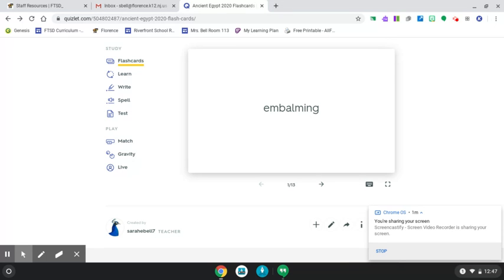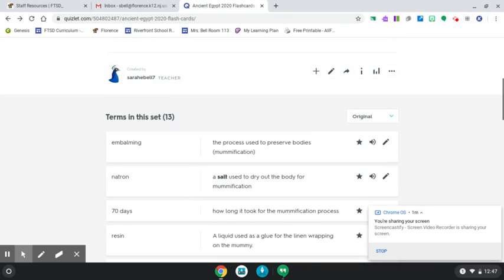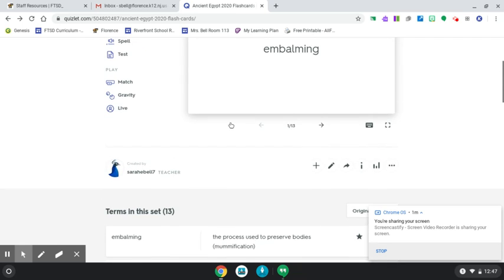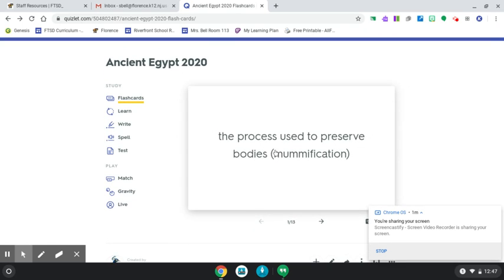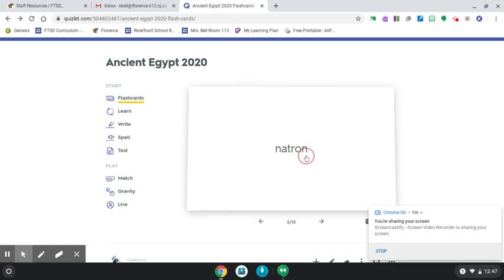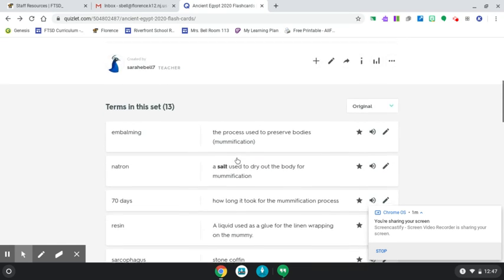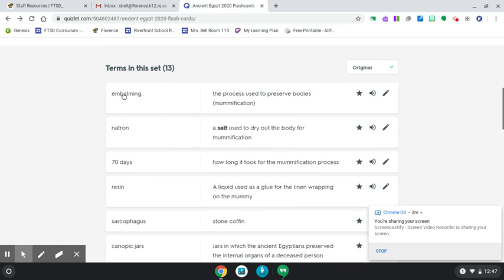So we're just going to talk about the terms, go over them really quick, and we're going to do it down here. Of course, you're going to see your card. If you click on it once, it'll flip it. If you move the arrow, it'll go to the next one. You know how to use this. All right. So the first word we have is embalming. Again, this should not be a new word for you. This is the process used to preserve bodies or to make them into mummies, also called mummification.